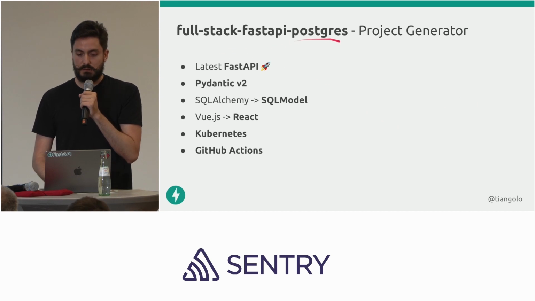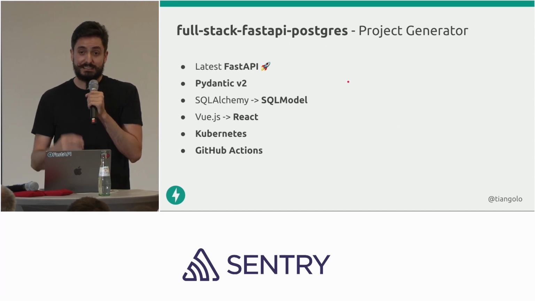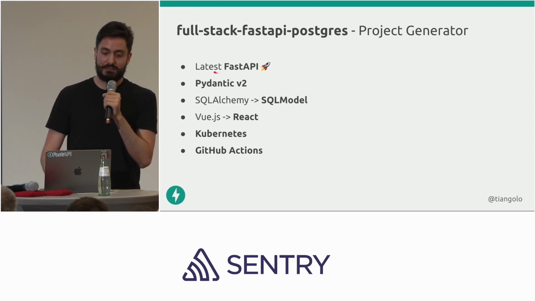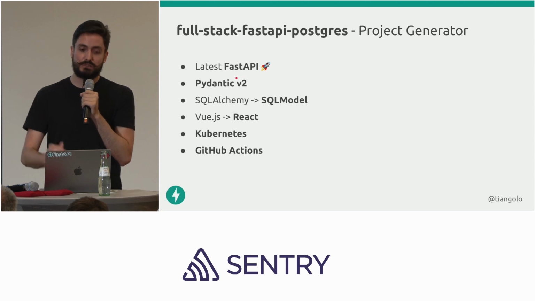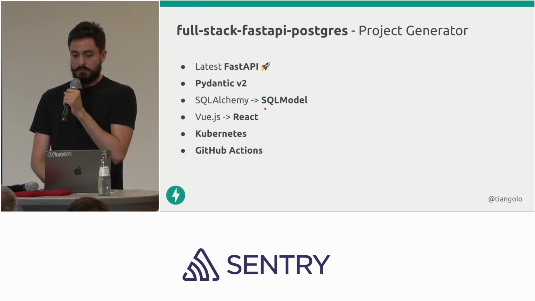The full stack FastAPI Postgres project generator: I haven't been able to update it in a long while, and there are still a lot of companies and things being built on top of this. This is going to have the latest FastAPI versions and the latest features. It's going to be based on Pydantic version 2. SQLAlchemy is going to be replaced by SQLModel.